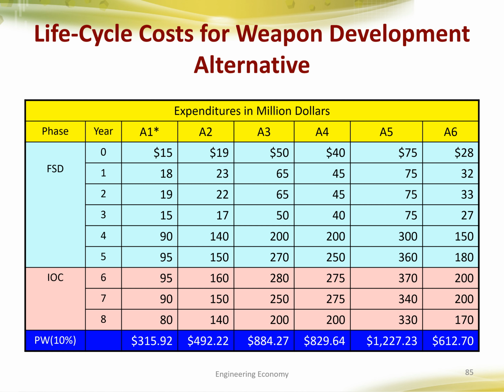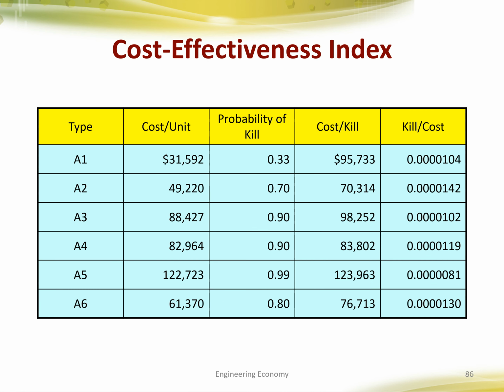Suppose we have a certain budget constraint. Without a budget constraint, maybe we'll choose A5. It has the highest possibility of kill. However, the cost is very high. So we need to further analyze the situation.